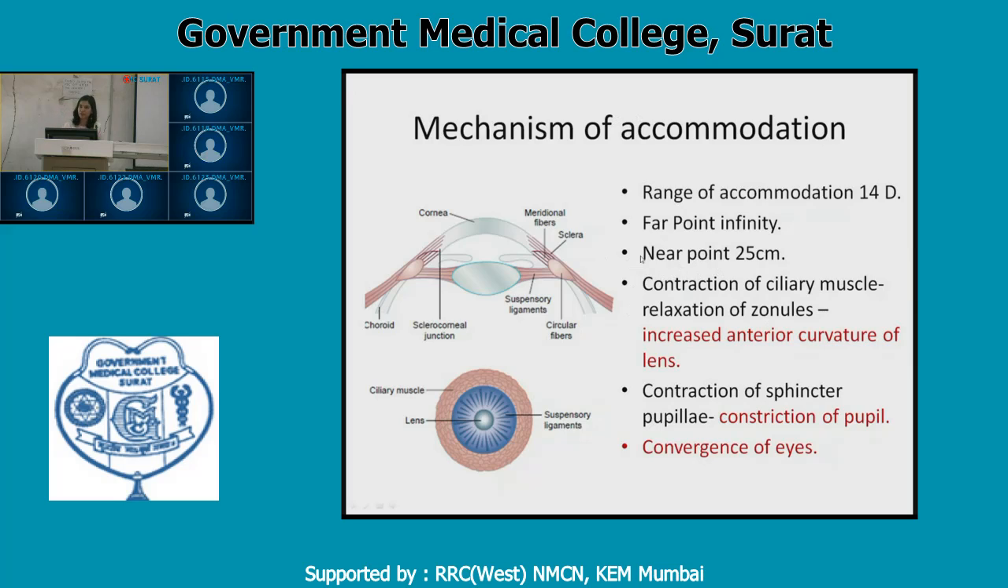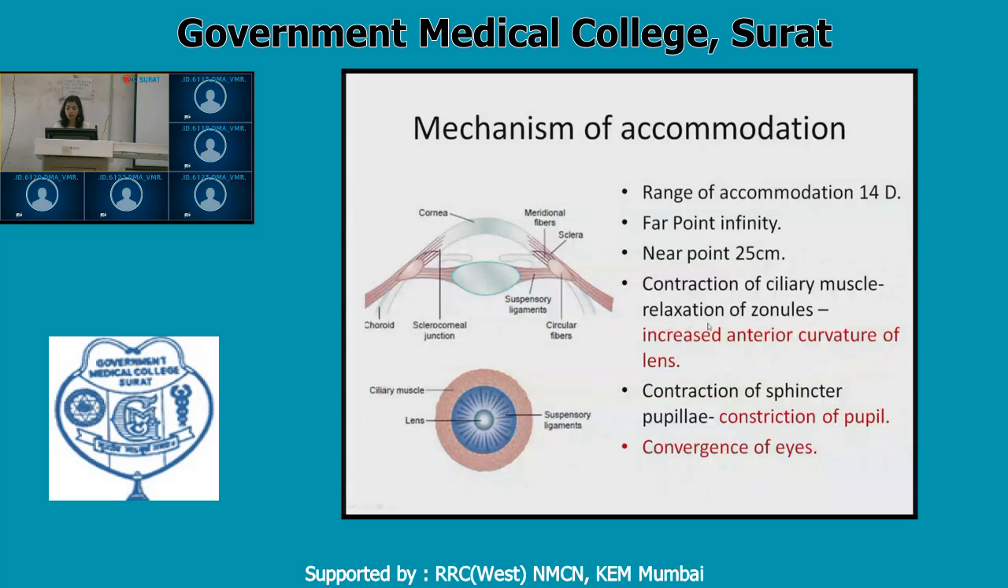There are three changes that take place during accommodation. First one is the contraction of ciliary muscles and the relaxation of zonules or the suspensory ligaments, which I have already explained to you. With contraction of these ciliary muscles, the zonules relax, and that increases the bulging of the lens or anterior curvature of the lens, which increases the dioptric power of the eye by 14 diopters. So that is the first and foremost important change that takes place when an object is brought nearer to the eye.